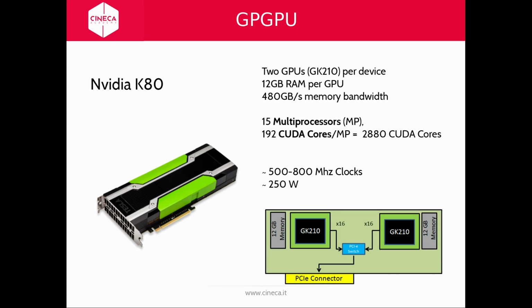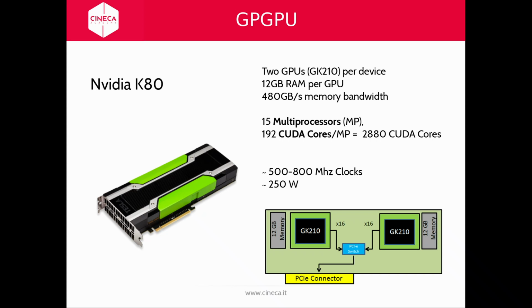So you have 24 GB memories on this device, and this is the bandwidth that you obtain for the two sockets. Each of them has 15 multiprocessors, we'll see later what this is, and 192 CUDA cores per multiprocessor unit. So it adds up to 2088 CUDA cores.